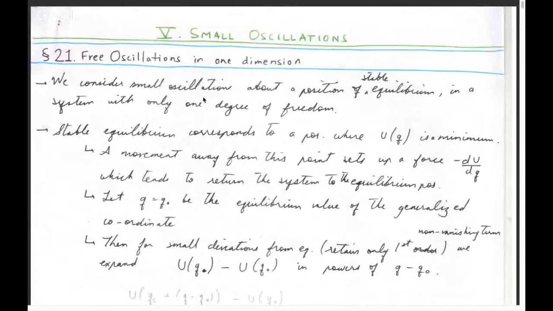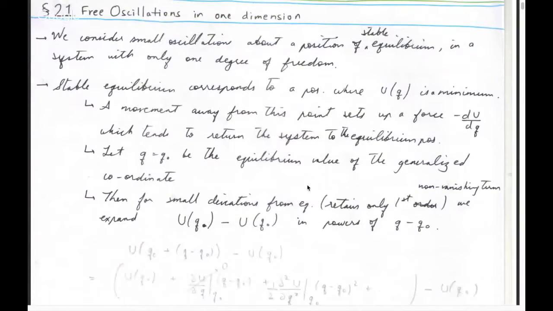Okay, so we consider a small oscillation about the position of a stable equilibrium. We have just 1 degree of freedom. Now, a stable equilibrium for us corresponds to a point where U of q is a minimum, and clearly a movement away from this point sets up a force minus dU/dq, which tends to return the system to the equilibrium position. We assume q equal to q naught to be the equilibrium value of the generalized coordinate.